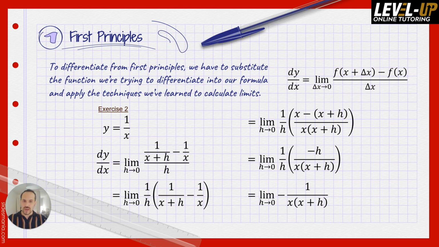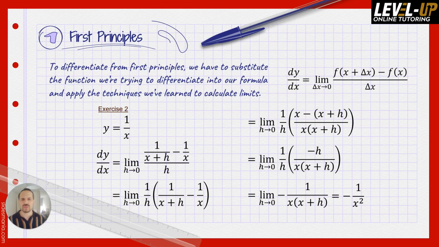Now we're at a position where we can just substitute in h equals 0. If we do that, we're going to get minus 1 over x squared. And there we go, that's the derivative we've found. So the derivative of y equals 1 over x is dy/dx equals minus 1 over x squared. And again, substituting any value of x into that minus 1 over x squared will tell us what the gradient is for y equals 1 over x at that point.